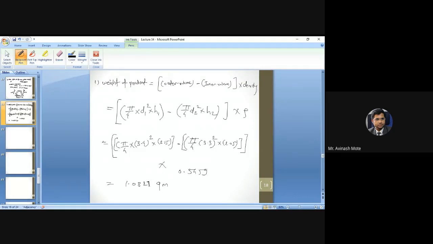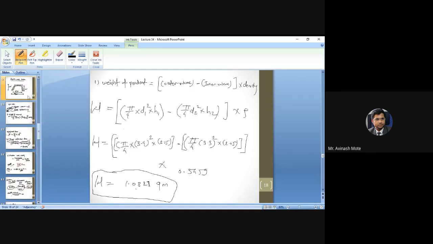Getting it? Okay, so this will be the capital W. We can denote this as capital W. Because density is in gram per centimeter cube, our weight will be in gram, and you can convert it as per the requirement. So it will be 1.0827 gram. This will be the weight of the component. How have we calculated it? Simply outer volume minus inner volume multiplied by density. This way you will easily get the weight of the product. Okay, second is the parameter. Let's see what is there.